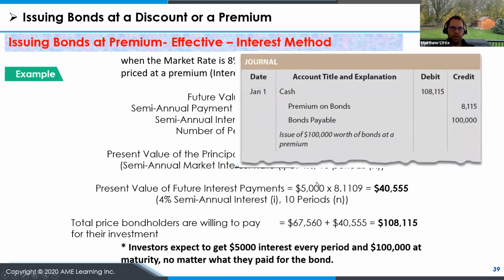So our initial issuance of those bonds would be the same as our previous example. $100,000 liability for bonds payable, credit of $100,000 using our present value calculations that we just popped up on the screen, same as the first example. We're showing a premium on the bonds of $8,115, and the total cash they're willing to give us would be $108,115.